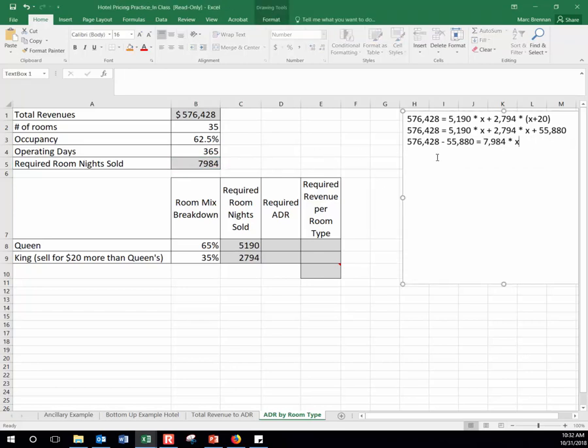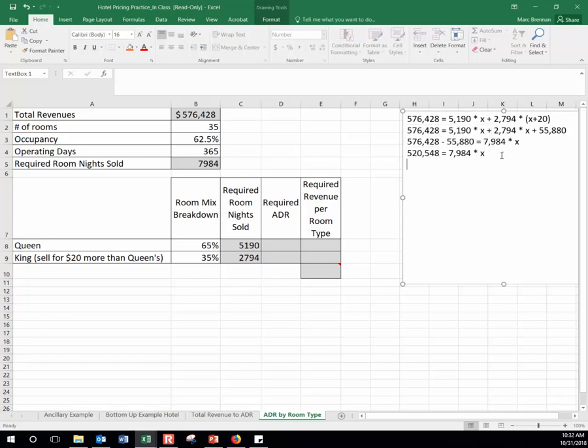Okay. So let's go to our next step. This should equal $520,548 equals 7,984 times X. So if I'm multiplying 7,984 times X, in order to cancel it out over here, I need to divide by 7,984, but I also need to do the same over here.